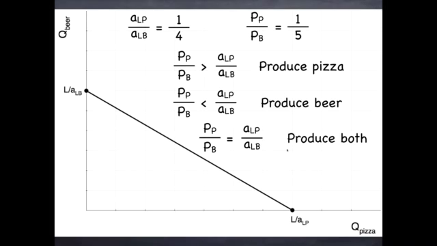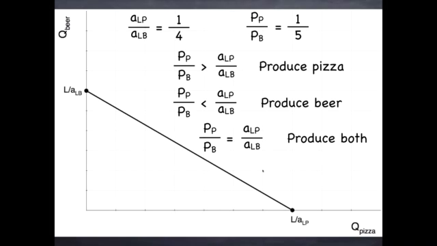For example, if people prefer beer and pizza relatively equally, you can expect them to spend equal amounts of time producing beer and pizza. Whereas if the individuals in that economy, their preferences start shifting away from beer and over to pizza, you can expect them to start producing more pizza and less beer.